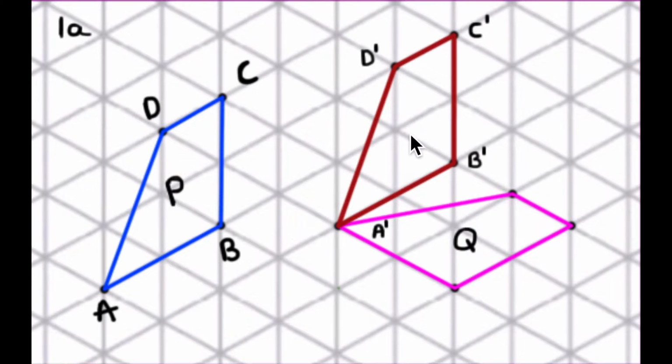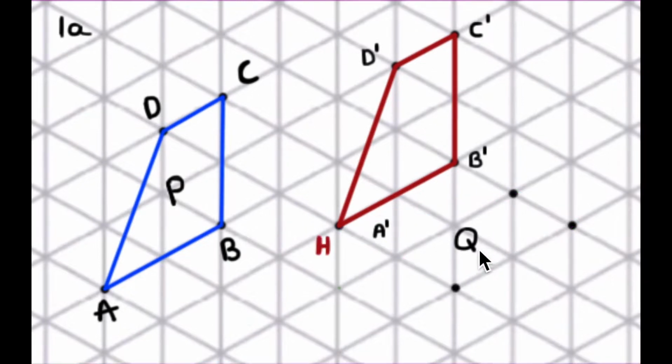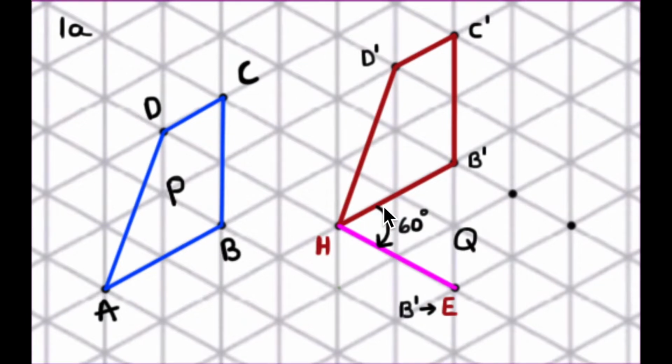And the next move is to rotate around the center of rotation, which is at A prime, so that this trapezoid P prime lands right on top of Q. So we're going to use H. H is going to become the center of rotation. So A prime is going to, in essence, move to H. We're going to rotate this side 60 degrees. So this is a 60-degree rotation around H, and so B prime is going to move to E.